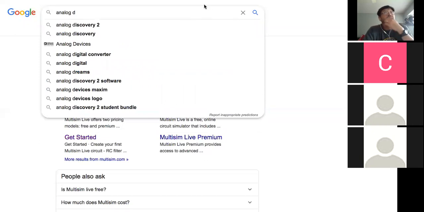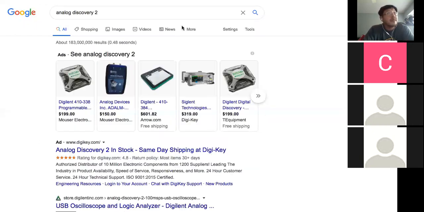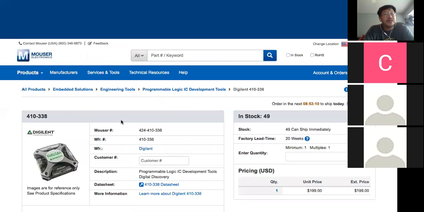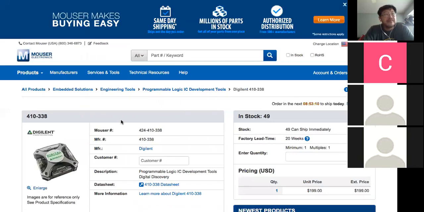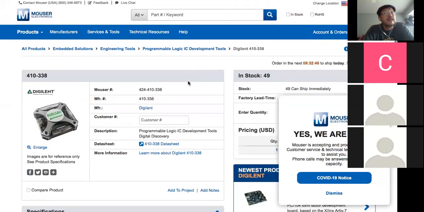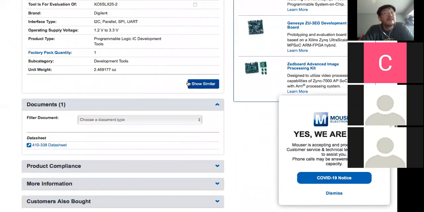Yeah, you see, my type here is already on the search. So this is another popular device, about a $200 device. It is an excellent tool for online teaching because this simple box replaces almost 10 different instruments.